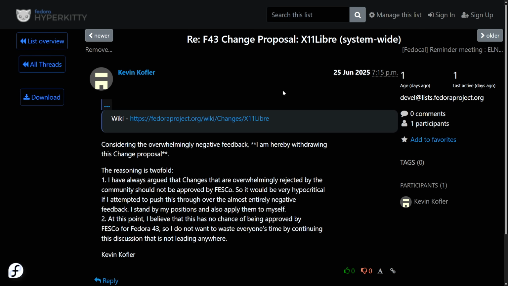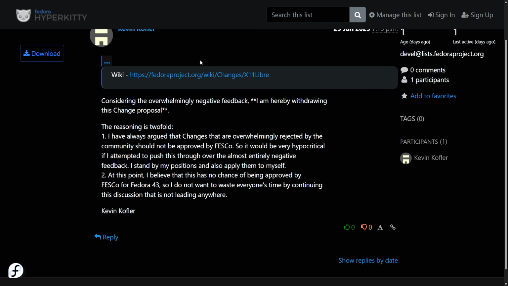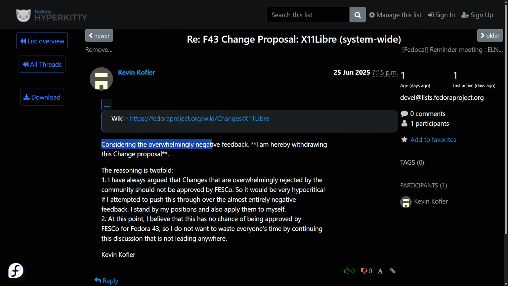And I believe this strong rejection actually caused this proposal to blow up. As Kevin wrote, "Considering the overwhelmingly negative feedback, I am hereby withdrawing the change proposal. The reason is twofold." So we get some reasoning here. "I have always argued that changes that are overwhelmingly rejected by the community should not be approved by FESCo, so it would be very hypocritical if I attempted to push this through over the almost entirely negative feedback."